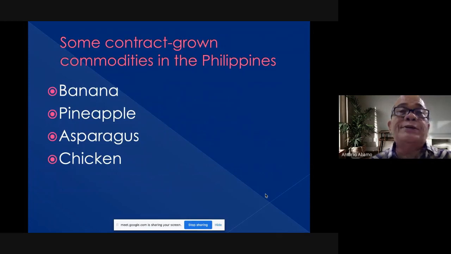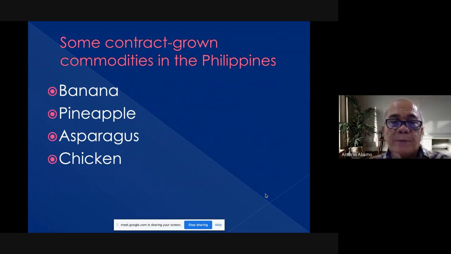Some successful contract growing arrangements in the Philippines are in banana, pineapple, asparagus, and chicken, with poultry being the most successful. Banana, pineapple, and asparagus are in Mindanao. You can be a contract grower of pineapple for Dole or Del Monte, or a contract grower of banana for Del Monte or Tadeco or other corporations. Asparagus is only located in Cotabato, particularly in the areas of General Santos and Polomolok, where asparagus grows favorably. Other than that, contract growing is very uncommon.